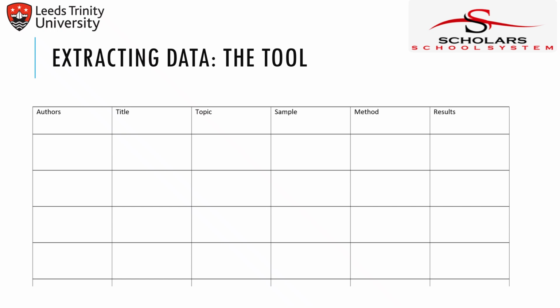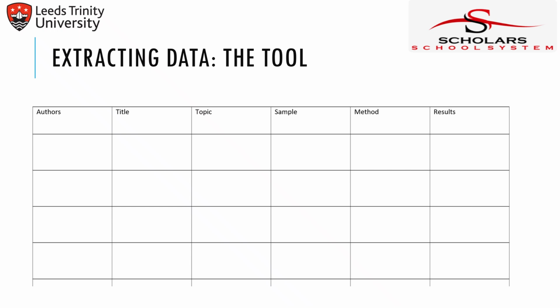So how can you fill in this extraction tool? You have to write down the author's name after searching, collecting and finalizing any type of journal articles related to your research topic. Then you have to write down the title of the journal article. Then you have to mention what the research is about, that is, the topic of the research.